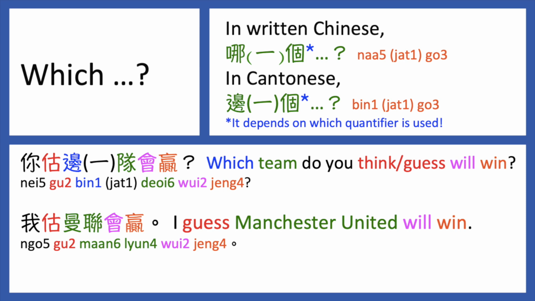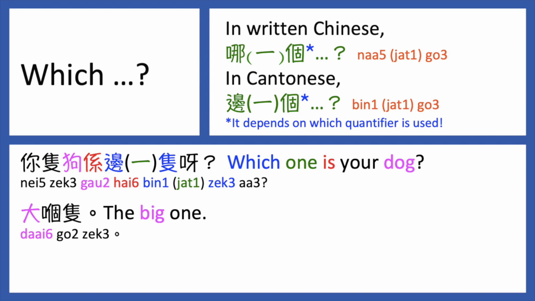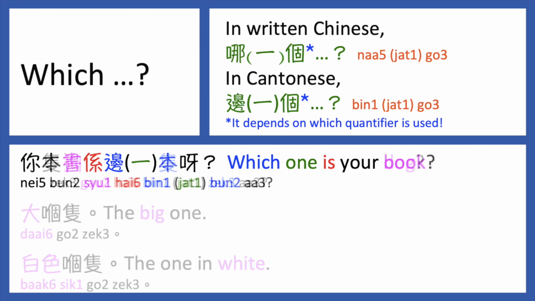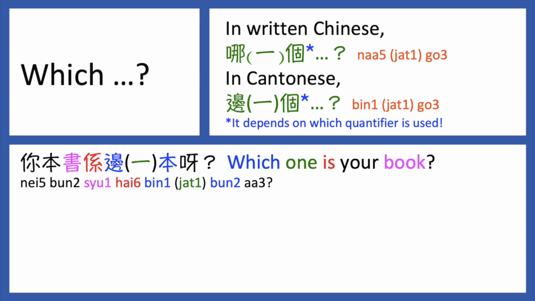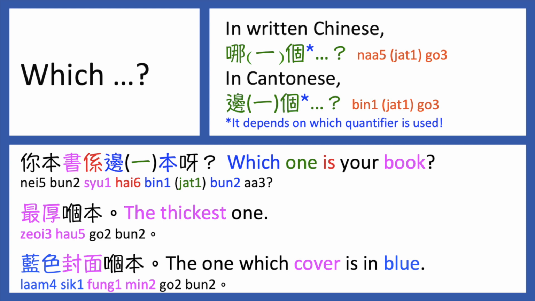See more examples. 你隻狗係邊一隻啊？大嗰隻。白色嗰隻。你本書係邊一本啊？最後嗰本。藍色封面嗰本。 We can also put the question word at the front of the question.